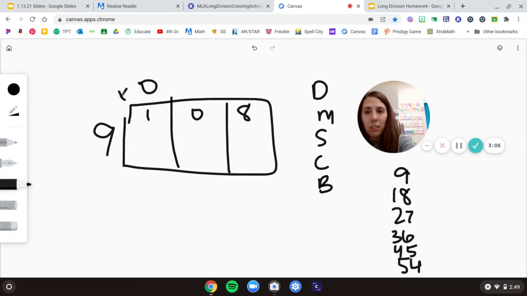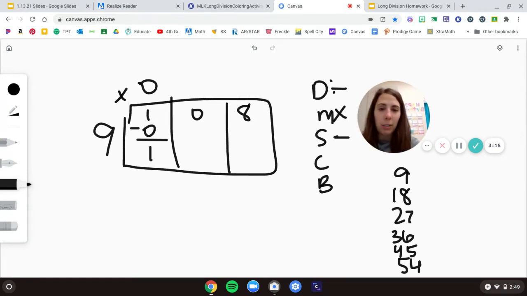Then we just divided, now we multiply. 0 times 9 is 0. Now we can subtract. 1 minus 0 is 1. Double check my work. 0 times 9, yep. 1 minus 0, yep. All right, now I can bring down or bring over my numbers. So I'll bring my 1 up. So now I'm really working with 10.